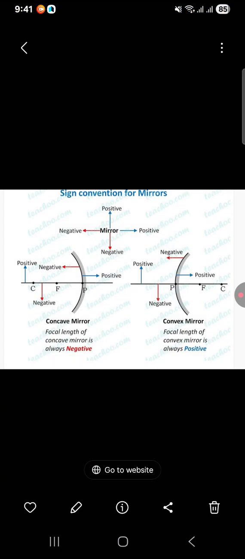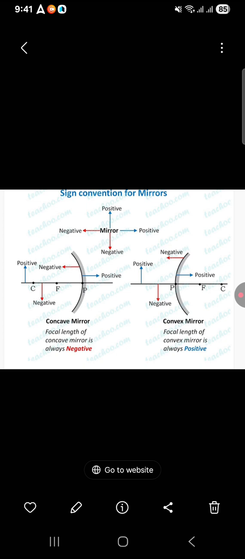In case of mirror, we measure all distances from the pole. Pole is the middle point of the mirror. Generally we represent it by capital letter P. And we measure all distances from this point P. The distance of object from pole is taken as U, distance of image from pole is taken as V, and distance of focus from pole is taken as small f.